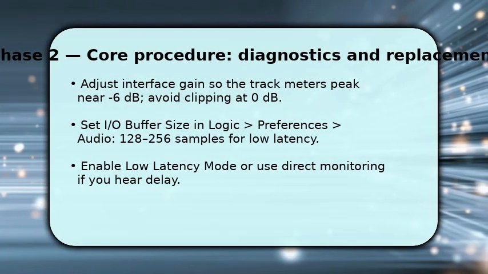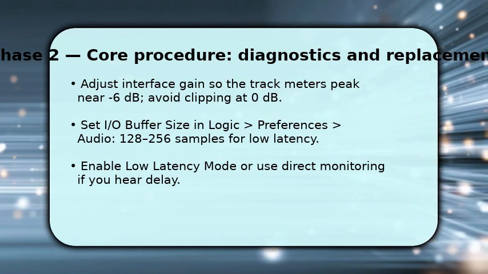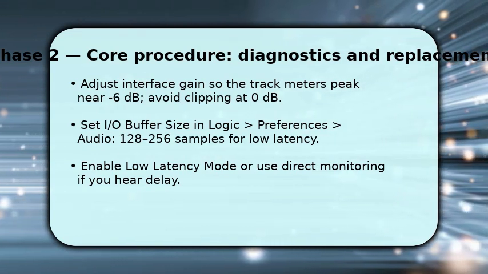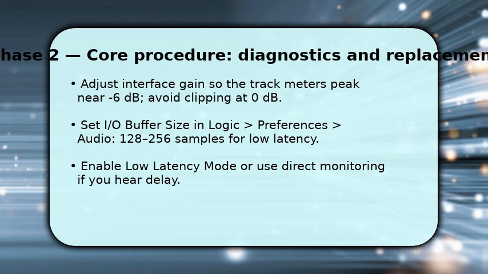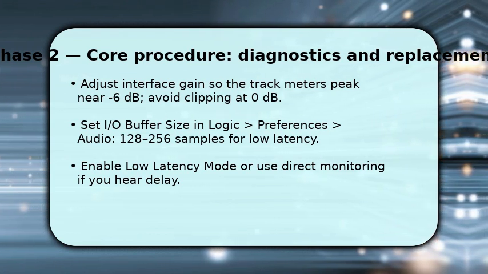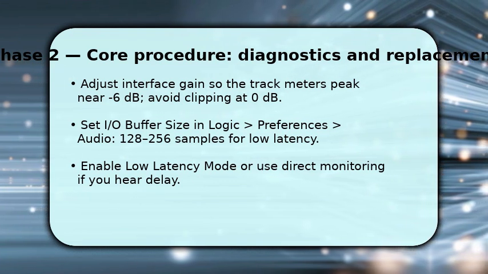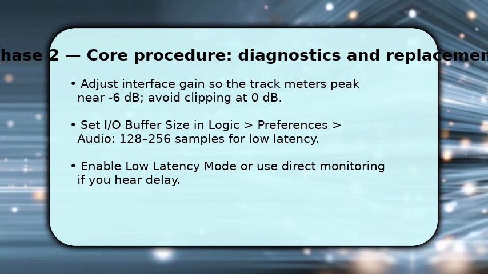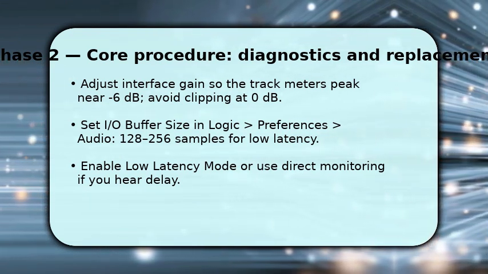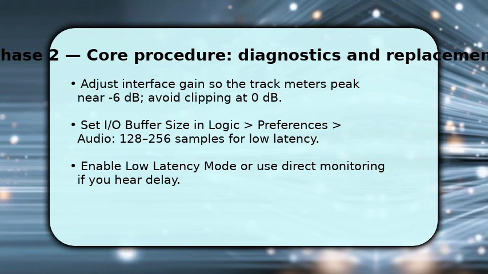Now focus on clean levels and latency. On your interface, set gain so Logic's meters hit around -6 dB. This gives headroom and prevents clipping. In Logic Preferences Audio, choose an I/O buffer of 128 to 256 samples for acceptable latency while recording.